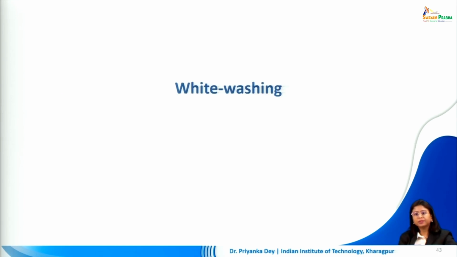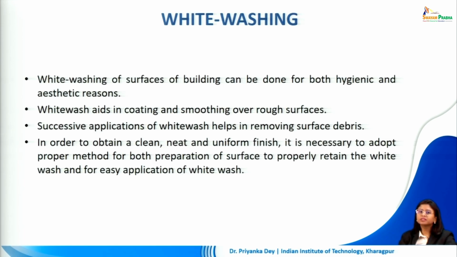The next type that we are going to study is whitewashing. So we've studied painting, distempering. Now we are moving on to whitewashing. Now whitewashing of surface of buildings can be done for both hygienic and aesthetic reasons. Now whitewash aids in coating and smoothing over rough surfaces, and successive applications of whitewash helps in removing surface debris as well. We'll see why that happens in the prepping process.